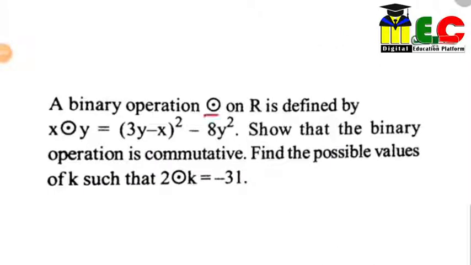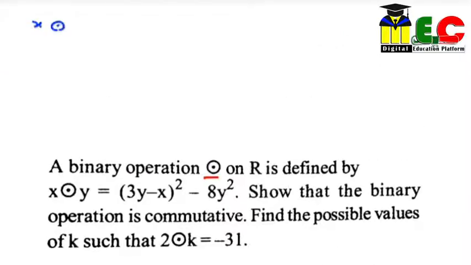A binary operation dot cycle on R is defined by x dot cycle y equals (3x minus y) the whole square minus 8y square. Show that the binary operation is commutative.